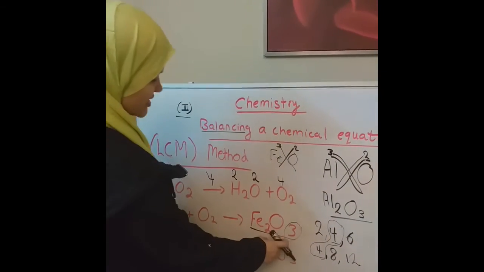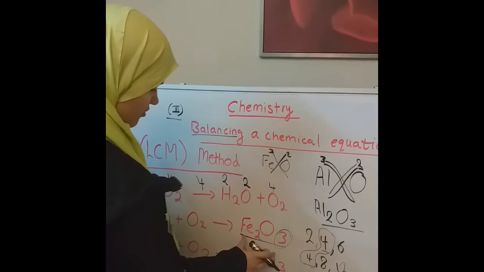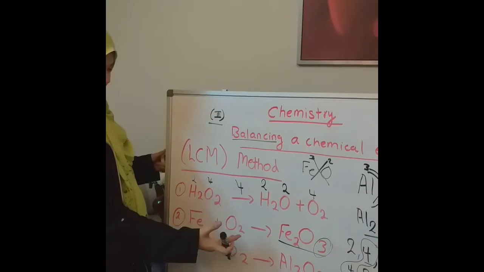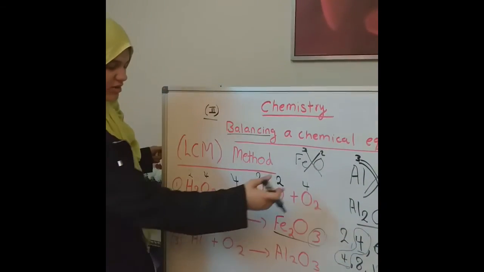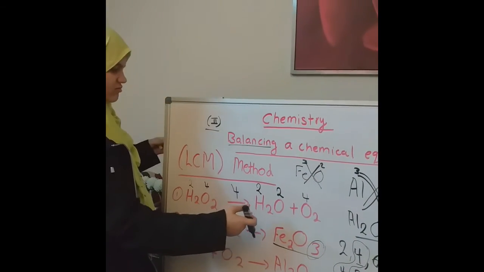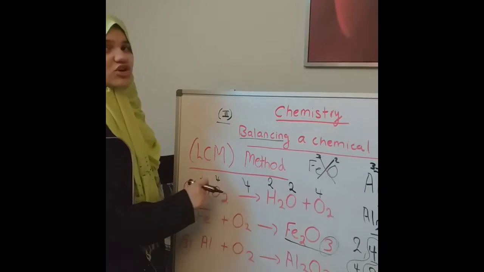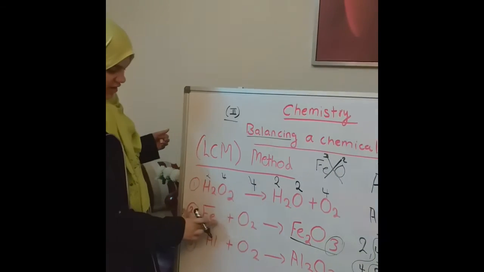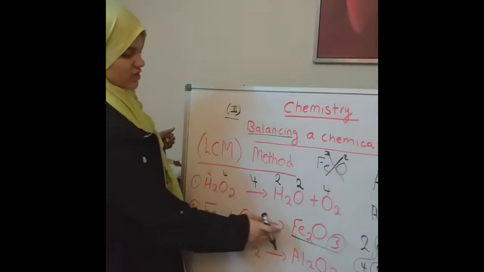After we crisscross, we get the same Fe2O3. That means it is already here, obtained with the crisscross method. But here we have Fe plus O2 equal to Fe2O3.